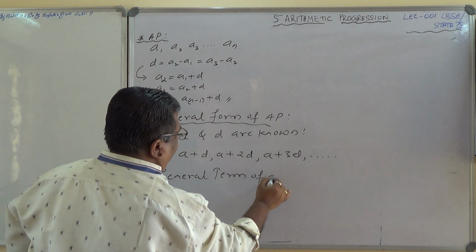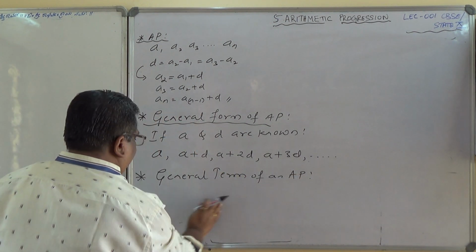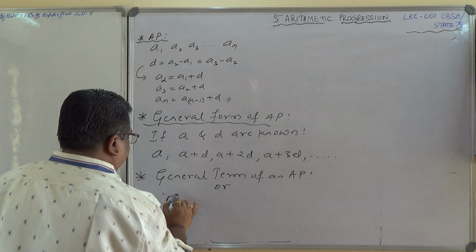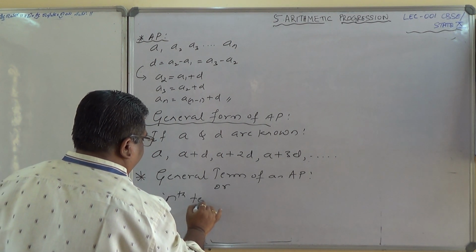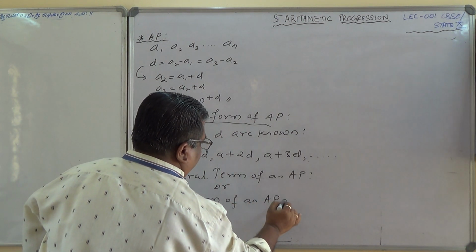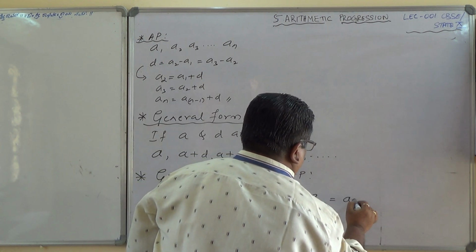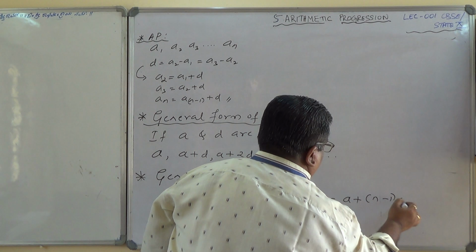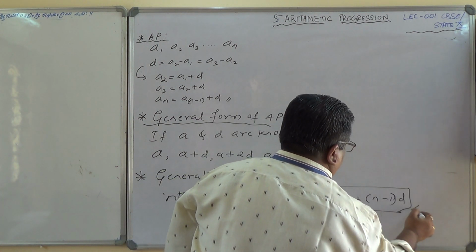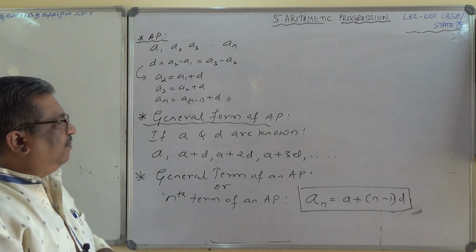And finally, the general term of an AP. How do you get the general term of an AP? Basically, it is also called the nth term of an AP. It is given by an equals a plus n minus 1 into d. This is the important formula. Okay, a plus n minus 1 into d.